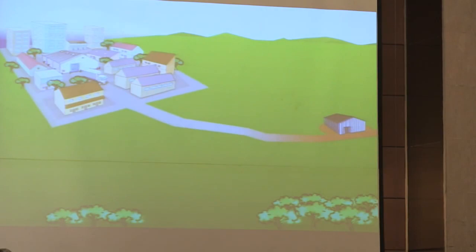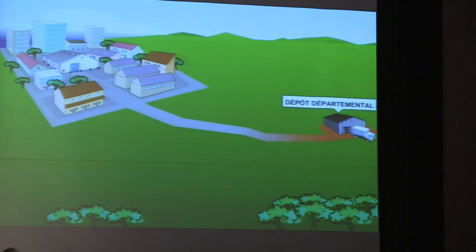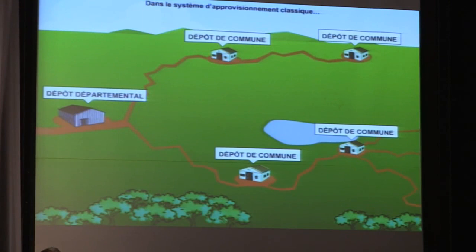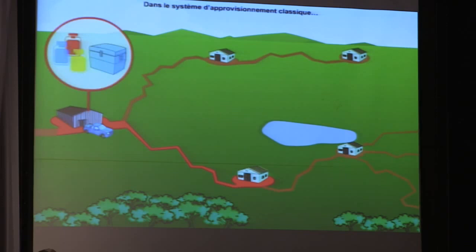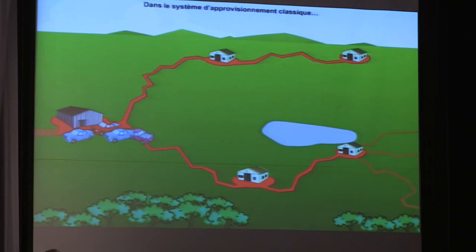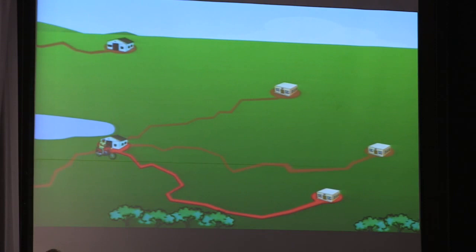Vaccines are stored in the national warehouse. Vaccines are transported by refrigerated trucks to the departmental warehouse, where they are kept in cold rooms or refrigerators. In Benin, in the conventional supply chain, the municipal level comes after the departmental level. Heads of municipal warehouses travel with insulated boxes to the departmental level to procure vaccines and consumables. In municipal warehouses, vaccines are stored in refrigerators. In this system, each municipal warehouse uses a vehicle. EPI managers from each facility visit municipal warehouses by motorbike with vaccine carriers. Once there, they get vaccines and equipment needed for injections based on their needs.